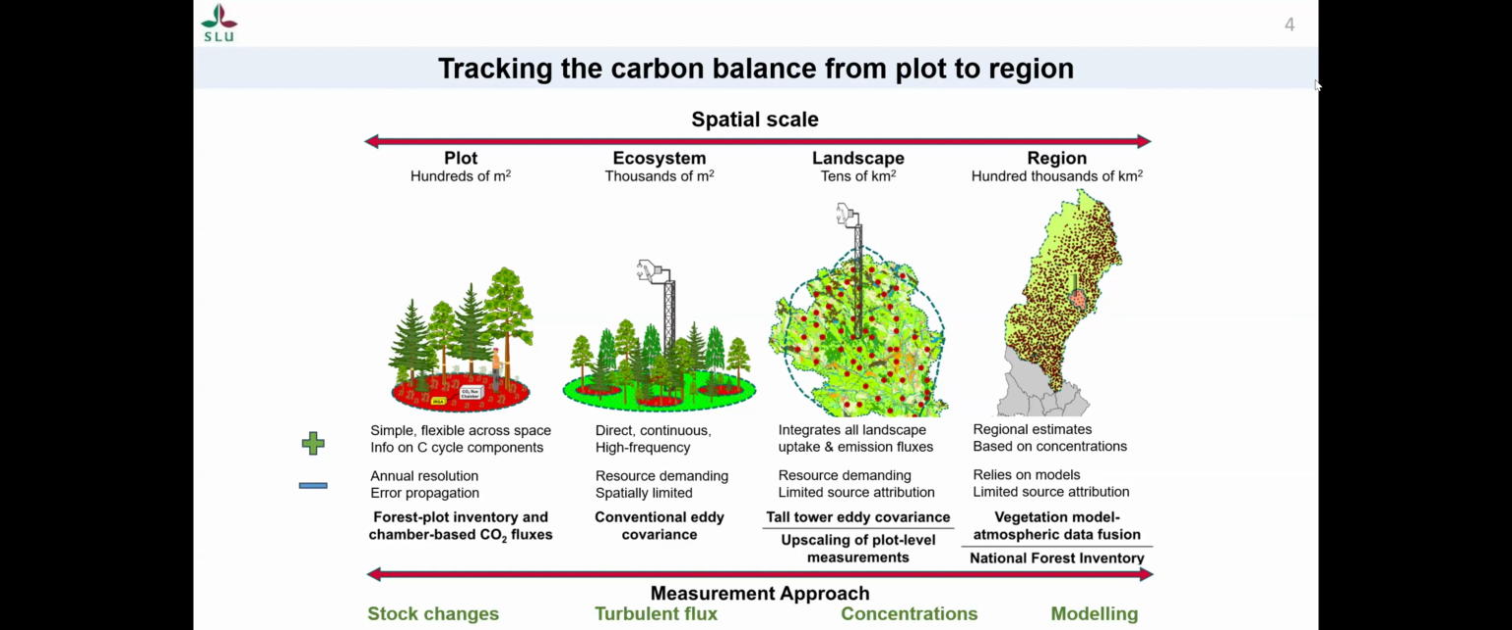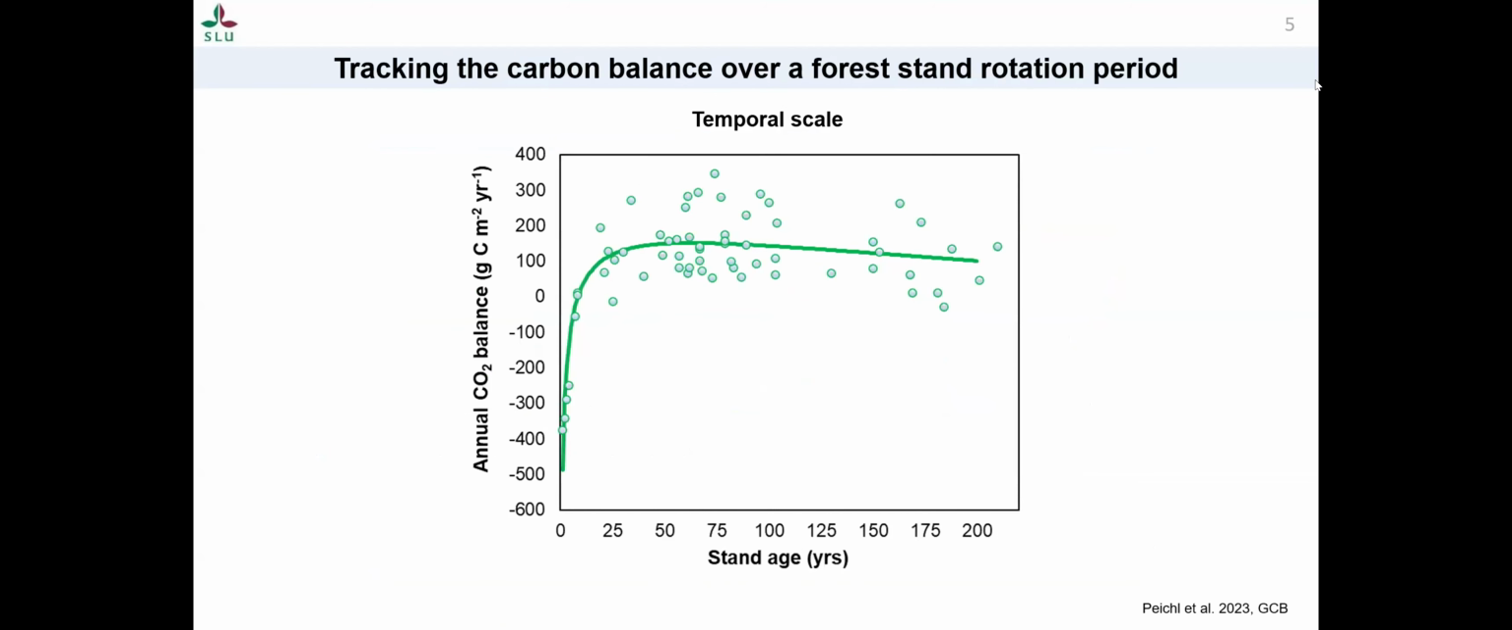And one more consideration is that beyond the spatial scale, we also, of course, have this temporal dynamic: for a given forest stand, the carbon balance changes over stand age dramatically, especially in the first decades. So, of course, depending at which stage we come into a forest to start measuring, this will largely affect our carbon balance estimate. And even at a given stand age, we can have large variations due to differences in stand properties.